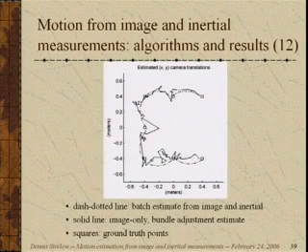Okay, and if we do that for that robot arm example that I showed you, we get this, which is the same chart that I showed you before. There I described this cloverleaf estimate as the correct estimate, and in fact that's actually the estimate from this image and inertial minimization, or bundle adjustment.